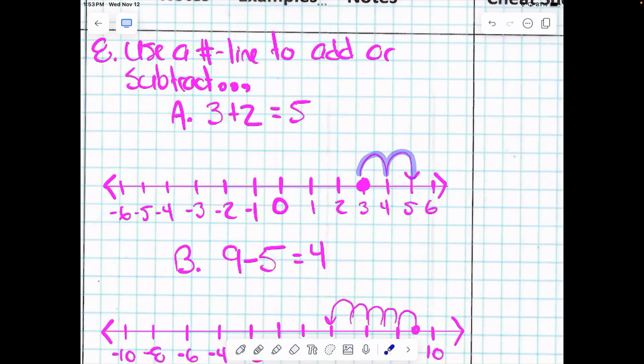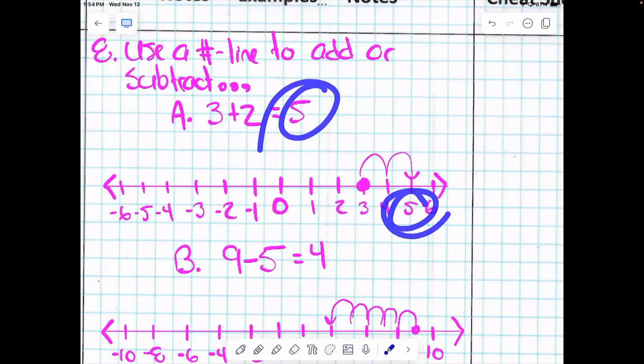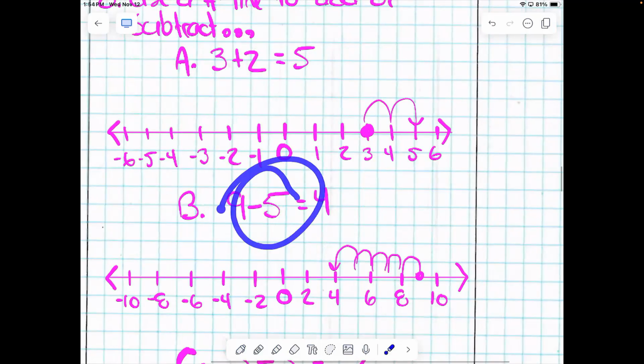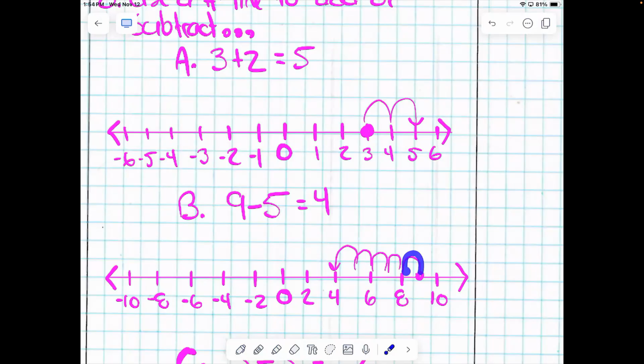What's 3 plus 2 equal? 5. So my bunny hop has to have an arrow at the end of it telling us that the answer is 5. If I subtract, which way am I going on the number line? Left. Add to the right, subtract to the left.